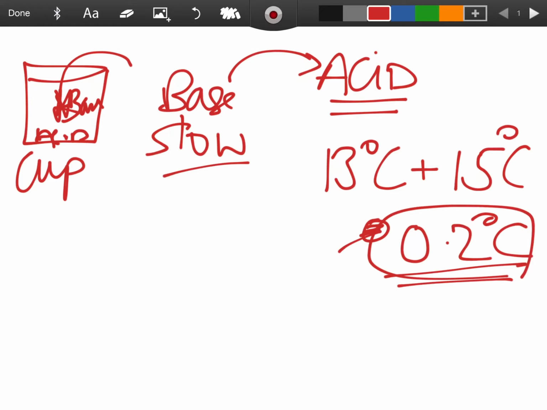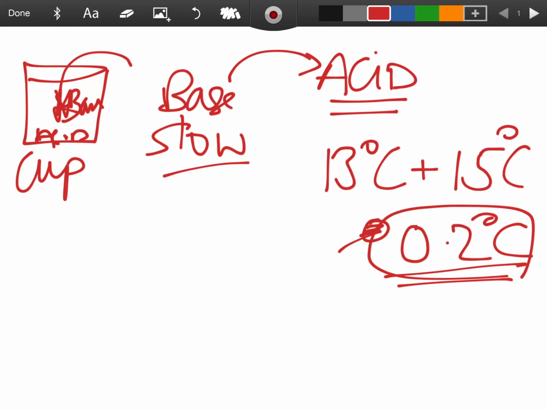Like the thermometers you would have used in junior cert, you could read 11, 12, 13 degrees, but you can't have 11.2, 11.3, whatever. So you need thermometers that are more accurate than that for this. You need to make sure that you stir the solutions, that you add them together without splashing, that you stir the solutions quickly.